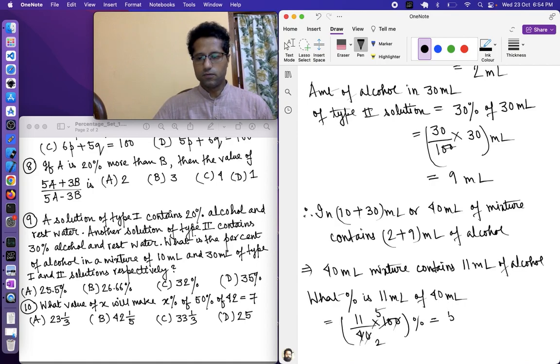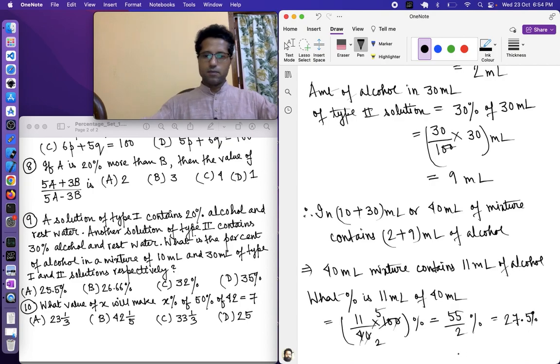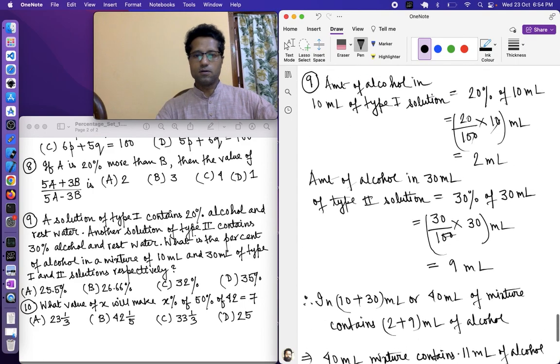So this is equal to 55 by 2 percent, and 55 by 2 when expressed as a decimal will be 27.5 percent. So the answer is coming to be 27.5 percent, but it is not there in the given choices. So let me see if I have done any mistake or not.